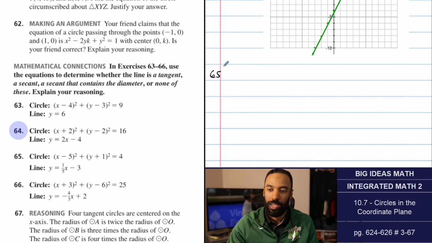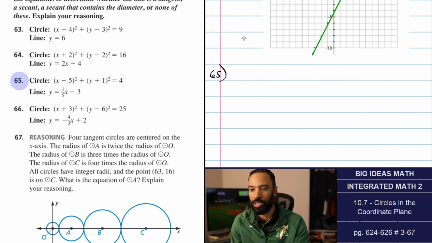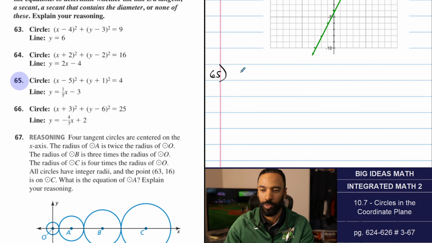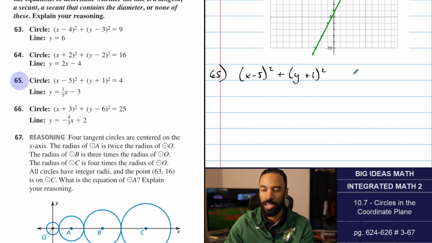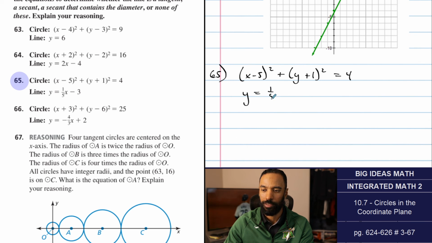I have no idea. Number 65, we have x minus 5 quantity squared plus y plus 1 quantity squared equals 4. And this y equals 1/5 x minus 3 is further encouraging me that I should be doing these graphs because that is a fraction value. I don't think I plan on doing anything with fraction values in expansion anytime soon. So this is y equals 1/5 x minus 3.